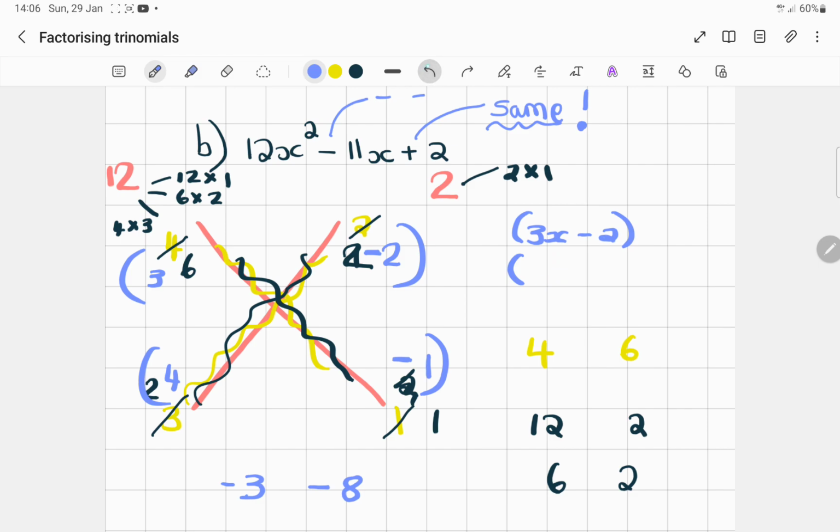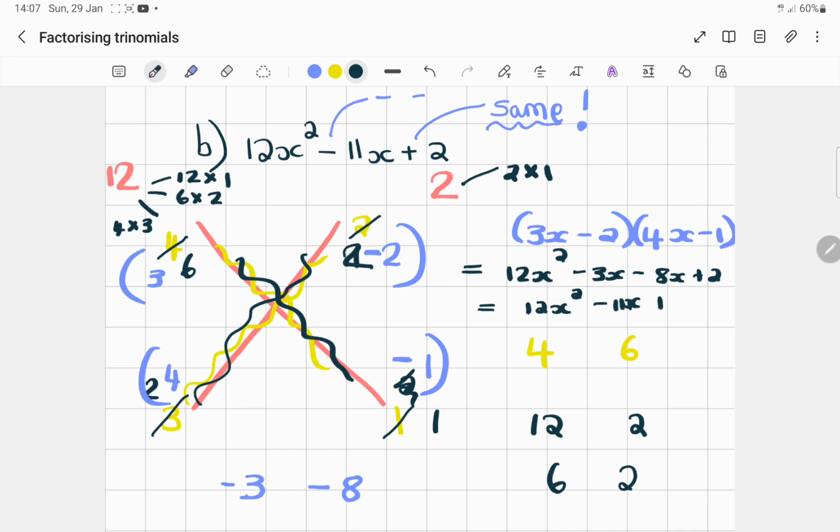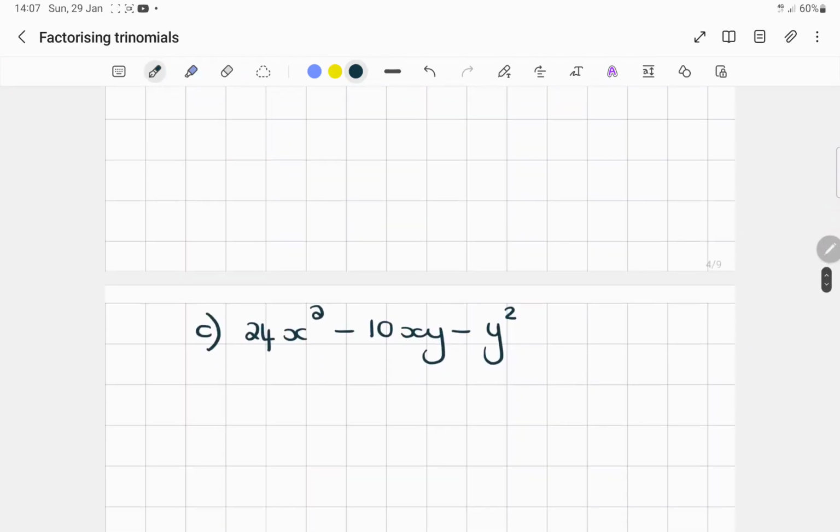Why do I write it next to it? Sorry. And 4x minus 1. Just test yourself. 3x times 4x is 12x squared, minus 3x minus 8x plus 2 gives you 12x squared minus 11x plus 2, which is what I got, which means that this is correct. Okay, I hope I'm not going too fast.